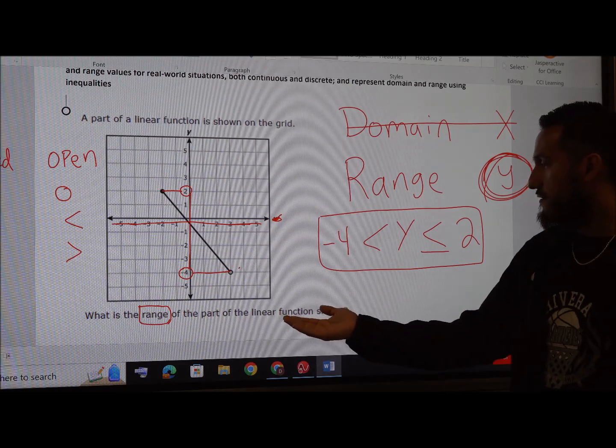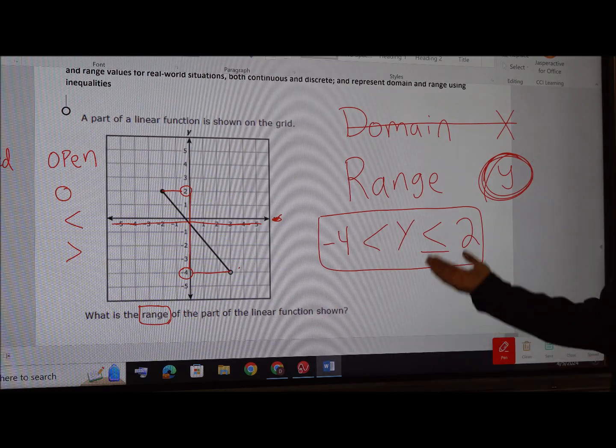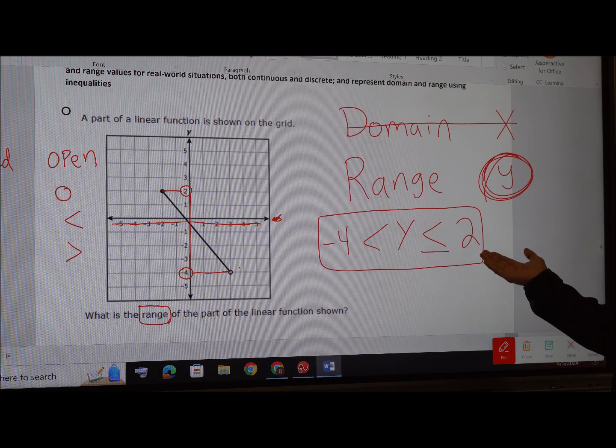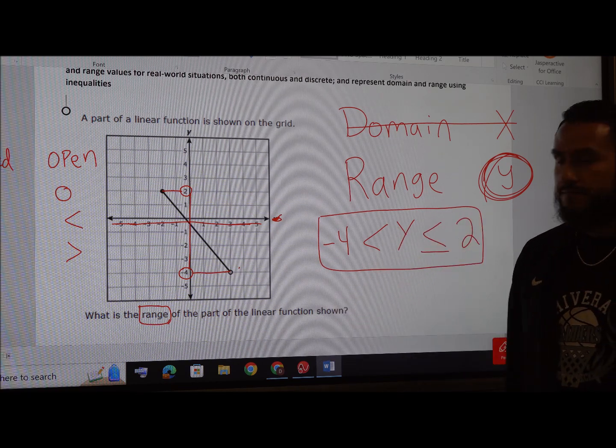What is the range of the part of the linear function shown? It's going to be between -4 and 2. And it includes the 2. It does not include the -4.